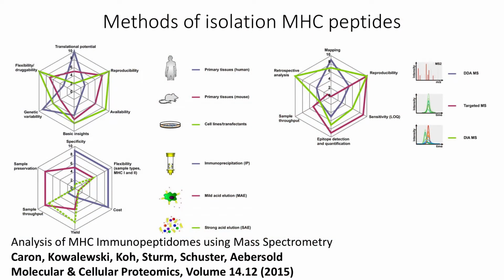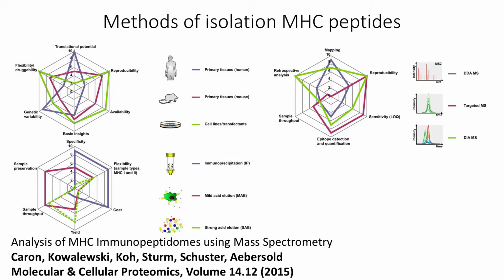This is just to give an overview of what people use to try to define these HLA peptides by mass spectrometry. You can, of course, use primary human cell lines, which is the blue line. This gives you the best translational potential. But of course, it's a human cell line, so you don't have much material. It's tedious to grow, and it's also hard to reproduce.